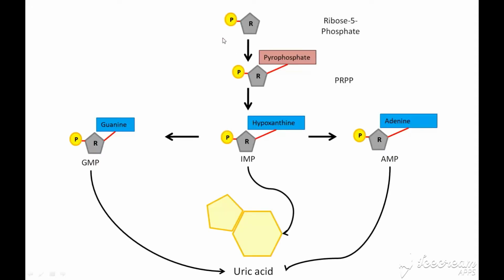Now we're going to discuss how purines are broken down inside the body. We said before that we start with ribose 5-phosphate, form PRPP, and eventually get the three purine nucleotides. All three of these purine nucleotides are going to undergo metabolism, and they're eventually going to form uric acid. Uric acid is going to be excreted by the kidneys into the urine.